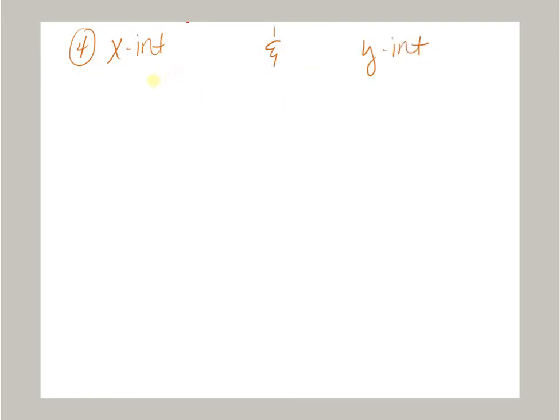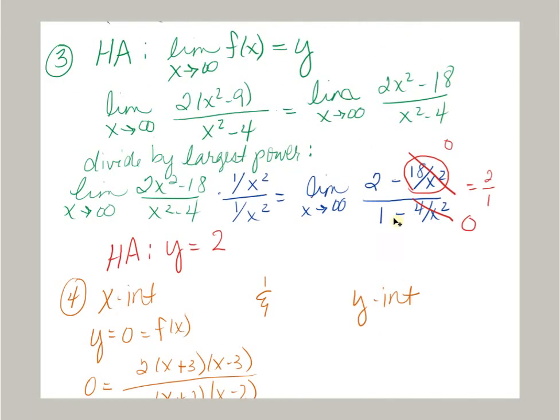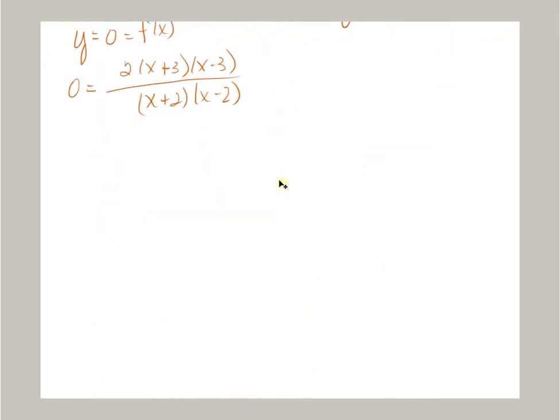X-intercepts all lie on the x-axis, which means that they have one thing in common, and that is that y is 0. So if I take my f of x value and set it equal to 0, then I have 0 is equal to 2 times (x plus 3)(x minus 3) over (x plus 2)(x minus 2). Let me double check myself and make sure I've still got the right function in my head. Yes. Okay, everything's cool.